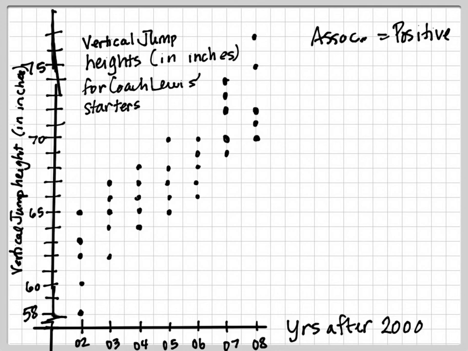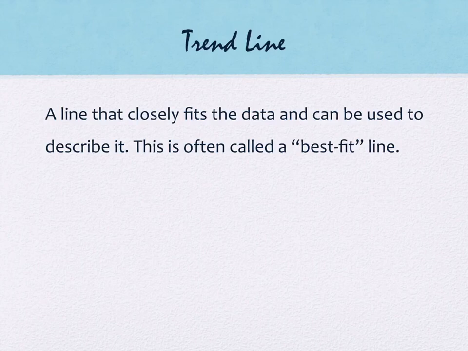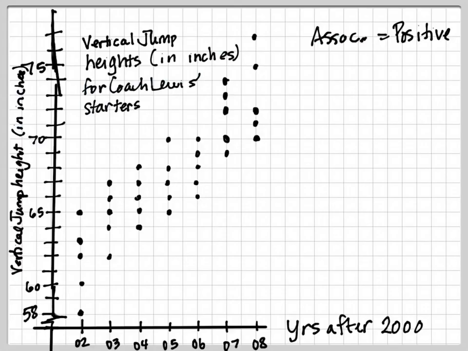So let me actually define for you what's going on with the next one, and then we'll actually do this next time. A trend line is actually a line that tries to closely fit the data from a scatter plot specifically, and it can be used to describe it. Sometimes you'll hear this called a best fit line. So in general, what we would want to do if we were trying to predict what the vertical jump height would be for the starters for the next year, right? You would do a prediction.